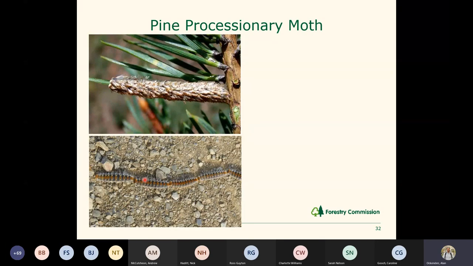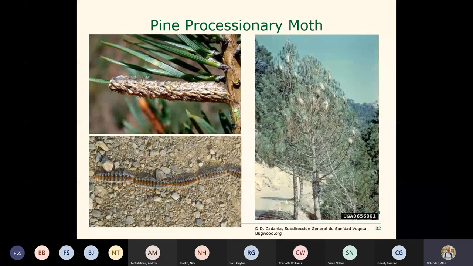Here you can see a nice shot from above, that nice clear orange stripe down the back intersected with those bluey black bands. And this is what I'm talking about. It's nice and easy to spot. This is rather an extreme example, but you can see it's a very defoliated tree here.